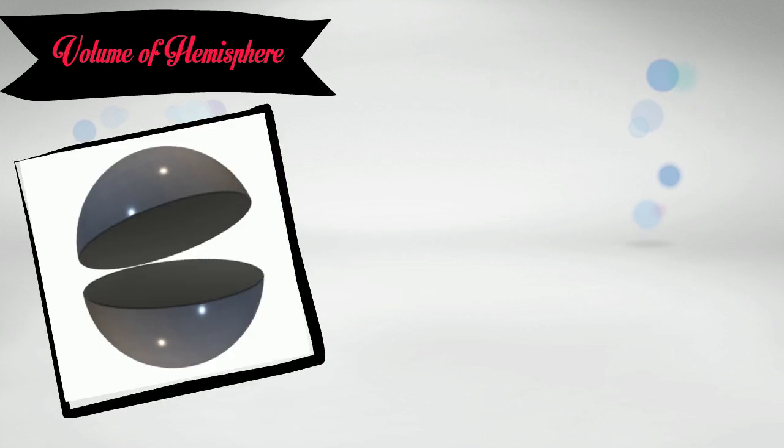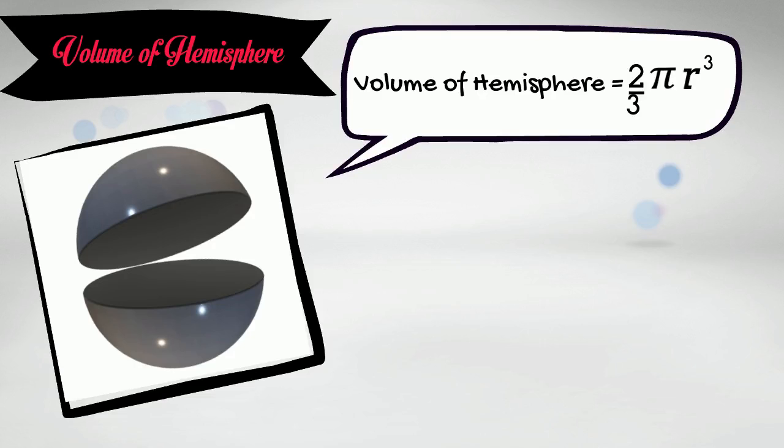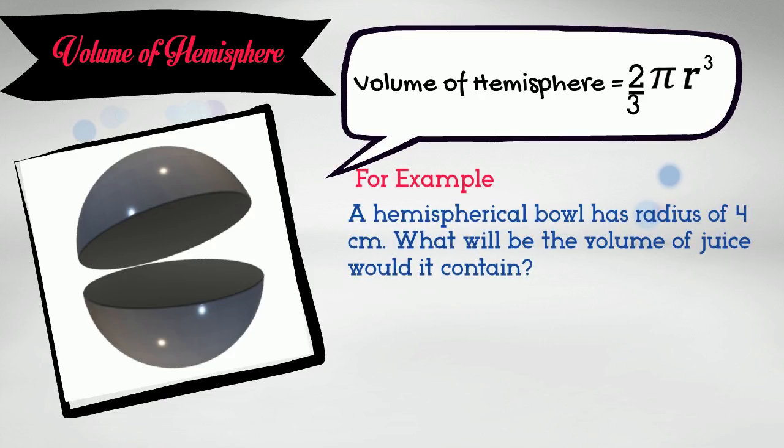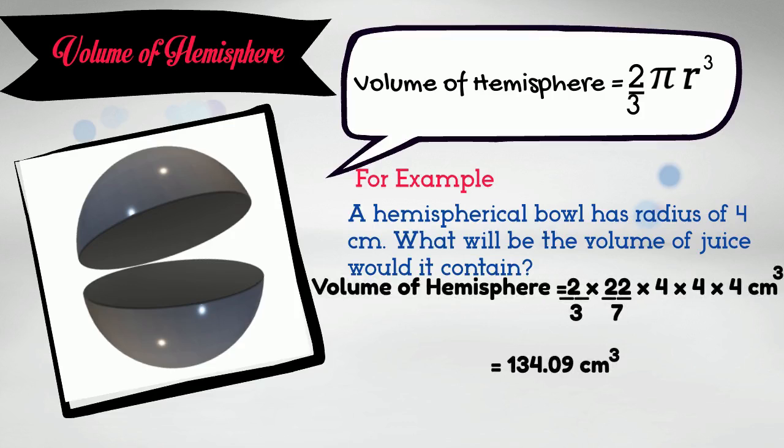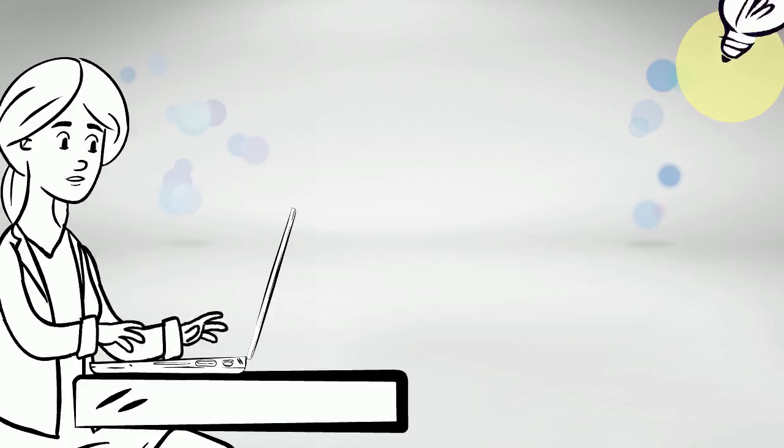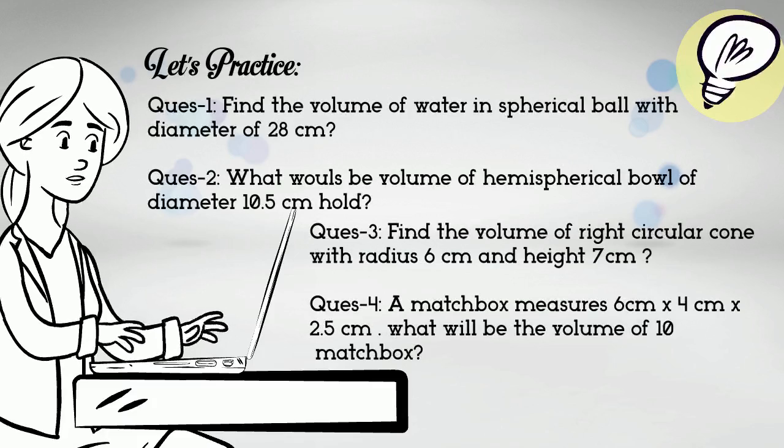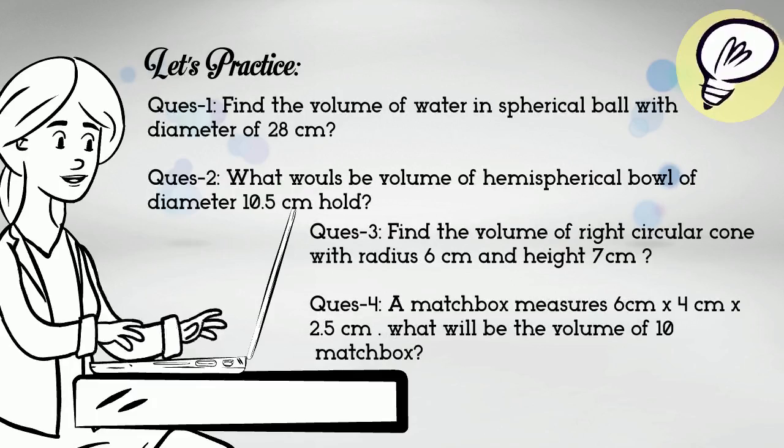Volume of hemisphere. Volume of hemisphere is measured as 2 by 3rd times pi r cube, where r is the radius of hemisphere. Let's find out for a hemispherical ball that has a radius of 4 centimeters, what will be the volume of juice it will contain? Volume of hemisphere will be 2 by 3rd times pi r cube, where radius is 4 centimeters. Our answer comes up to 134.09 centimeter cube. Okay students, let's practice few examples and you'll have the answers auto-populated at the end.